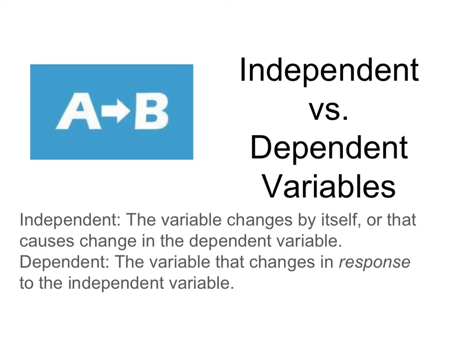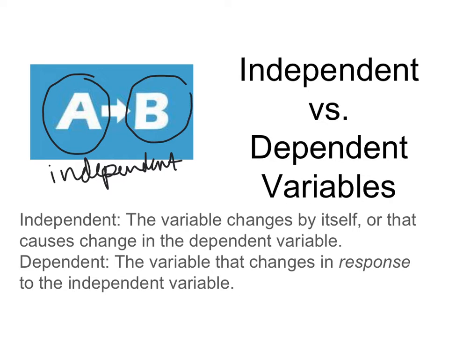In this video, we're going to learn about the difference between independent and dependent variables. So the independent variable is the one that sometimes changes by itself or the one that causes change in the dependent variable. So in my little diagram, that would be A. That would be the independent. It's the one that affects the other one. The dependent variable is the one that changes in response to the other variable. So sometimes in science you might actually call it the response variable. So in this case, B is a result of A, so B is the dependent variable.